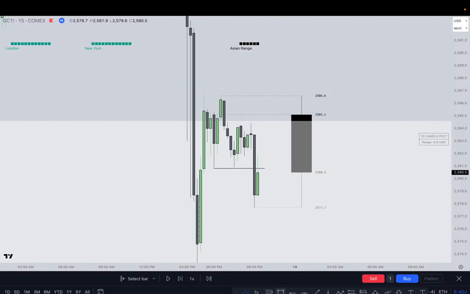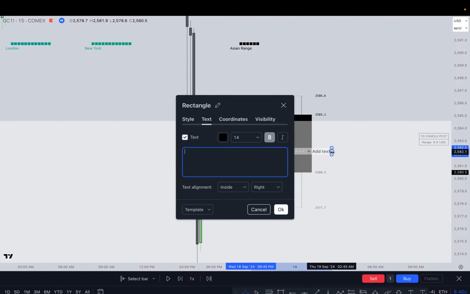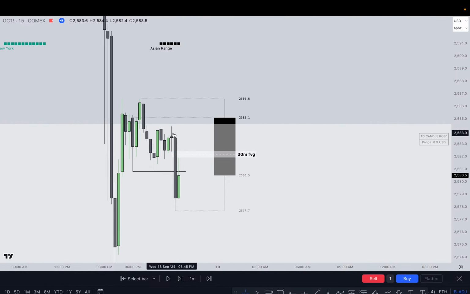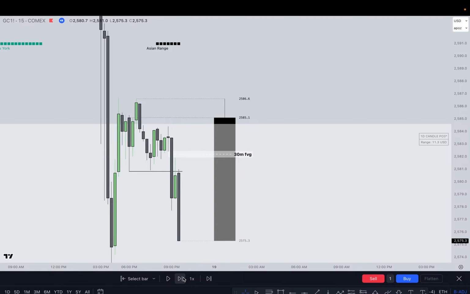So what just happened? We finally created our first fair value gap, which happened in the move against our bias. So this is a 30-minute FVG. And my model is like this, guys. Simple. In the move in the opposite direction, it creates some sort of inefficiency, and all I do is wait for it to close above that inefficiency and tap back into it.